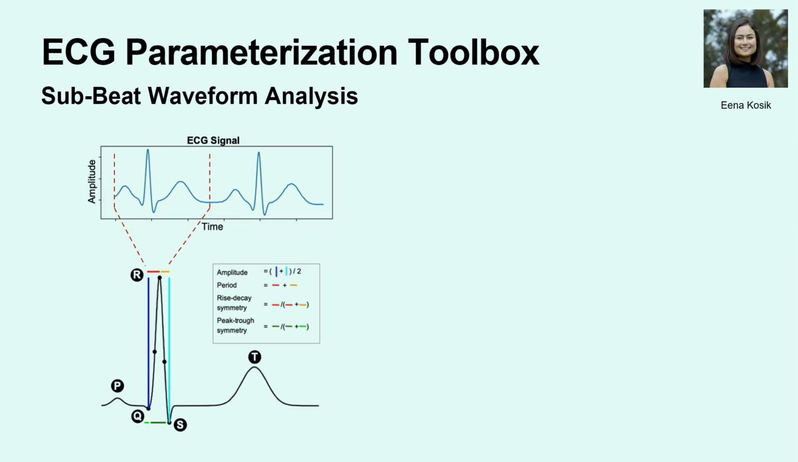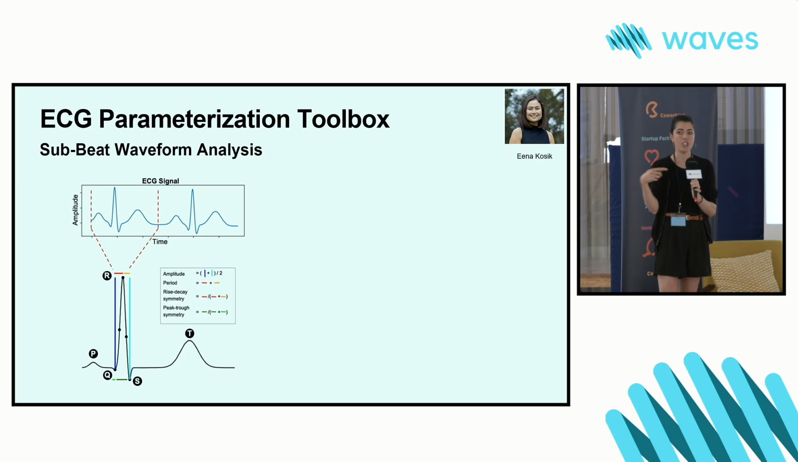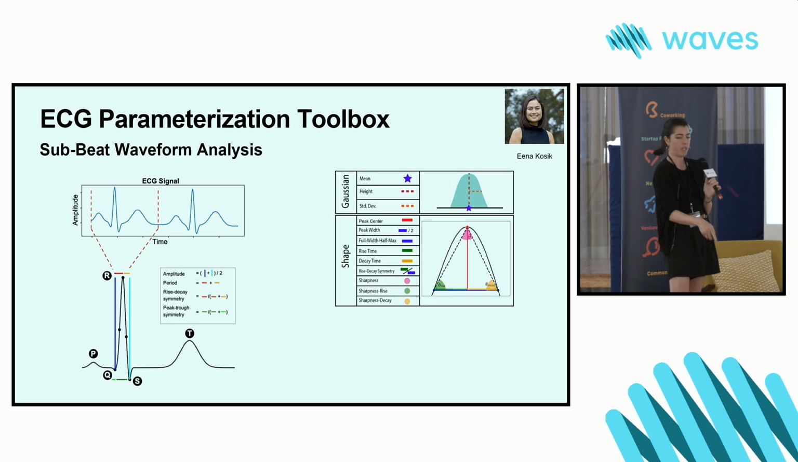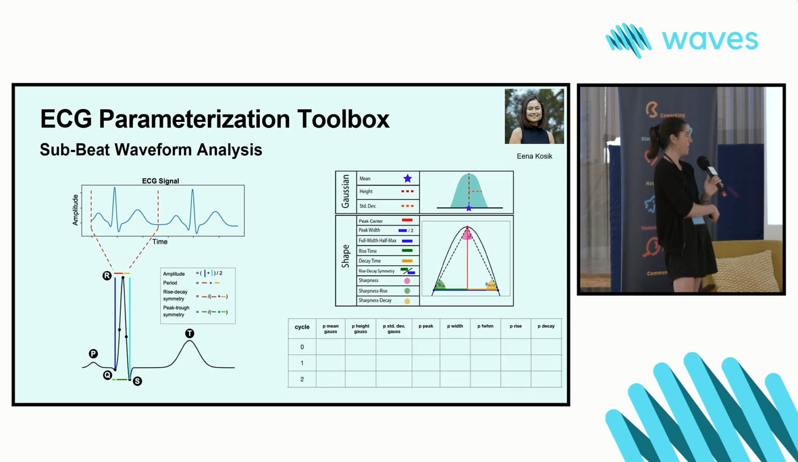And so what I did was I took this and I adapted it to work in ECG. This is just an example of parameterizing the R peak, but we're able to do this for each heartbeat for each individual. And we do this for all 5 peaks. And so we get both Gaussian and shape parameters. And then we get this really nice data frame with several components per all 5 peaks per cycle per heartbeat.